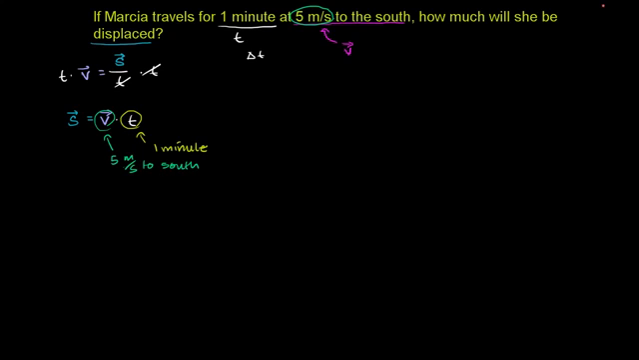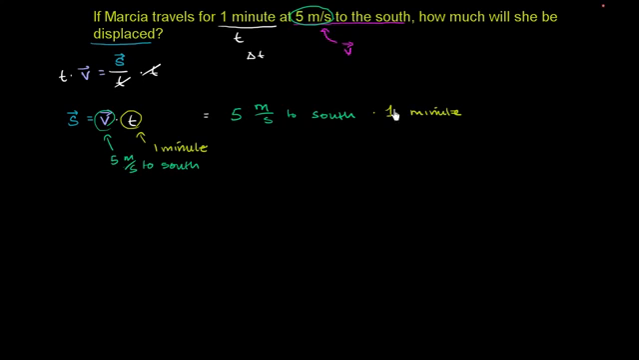So we might just say, hey, if we want displacement, that's just going to be equal to 5 meters per second to the south times 1 minute. The problem here is that when we're talking about displacement, we're going to think about a magnitude of how much it's moved. So it'll be a distance of some kind and some direction. We have our direction here, but we don't want any other units there.